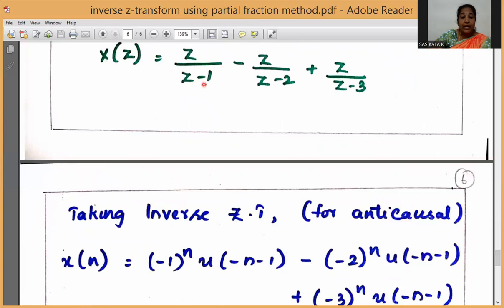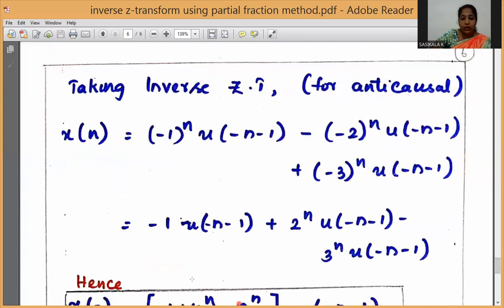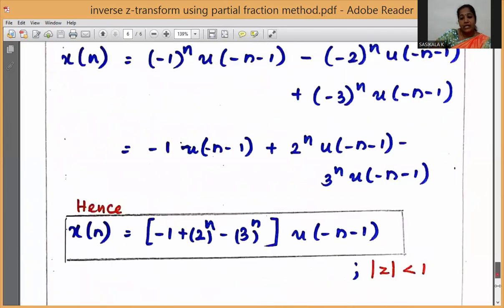for the first term, I'll be getting minus a^n u(-n-1). Okay, so here x(n) is equal to minus 1^n u(-n-1), minus of this term you will be getting minus 2^n u(-n-1), plus minus 3^n u(-n-1). Okay, so 1^n is always 1, so minus 1 u(-n-1), plus 2^n u(-n-1), minus 3^n u(-n-1).